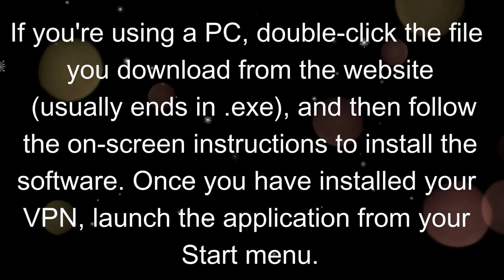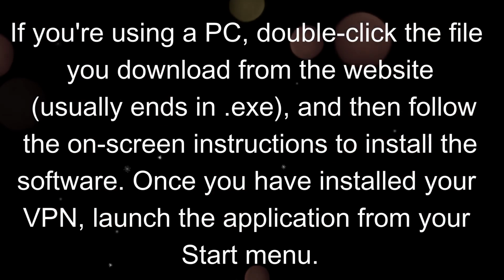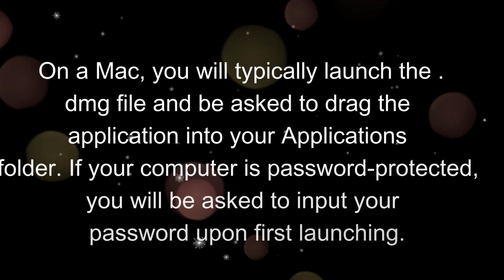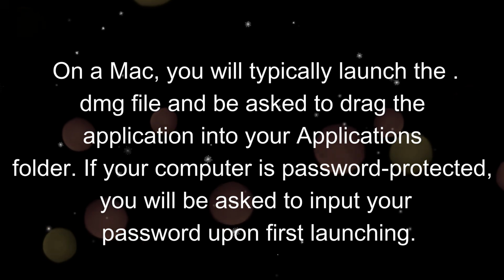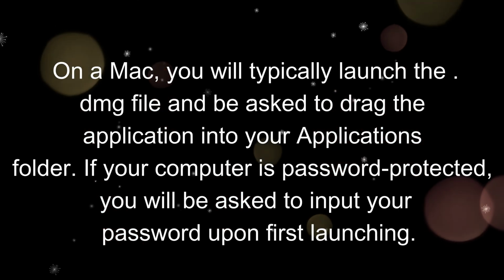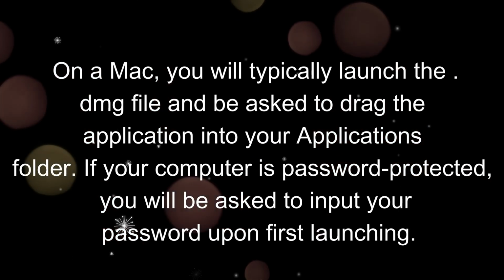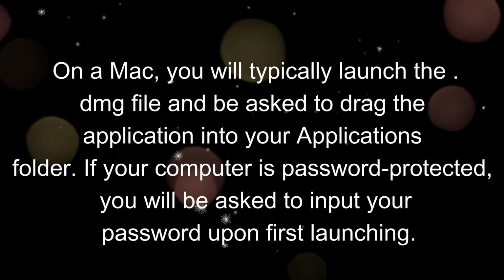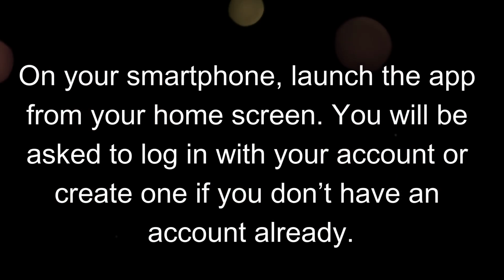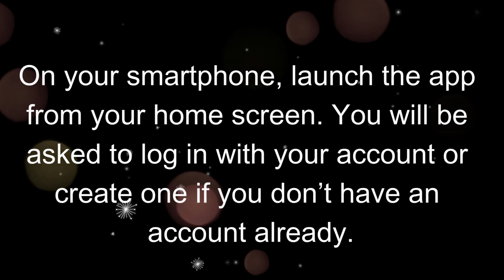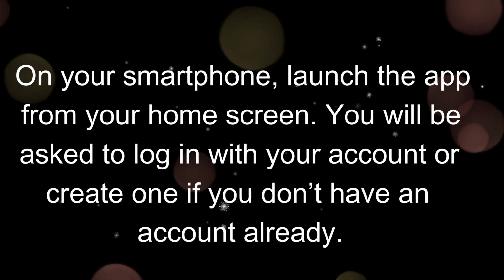Once you have installed your VPN, launch the application from your Start menu. On a Mac, you will typically launch the .dmg file and be asked to drag the application into your Applications folder. If your computer is password protected, you will be asked to input your password upon first launching. On your smartphone, launch the app from your home screen. You will be asked to log in with your account or create one if you don't have an account already.